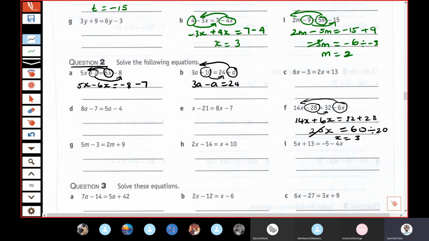24, and then opposite, minus 10. Let's do it again. C.